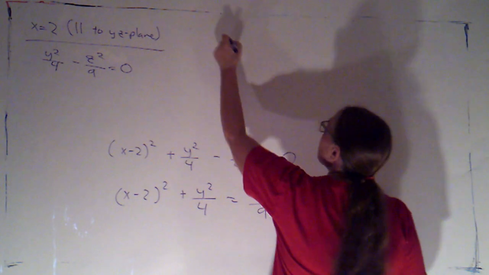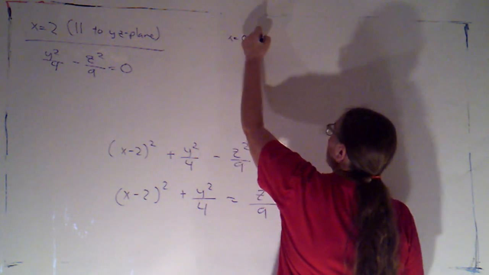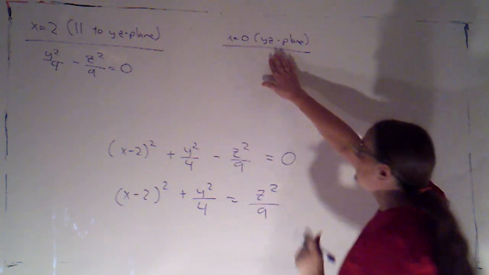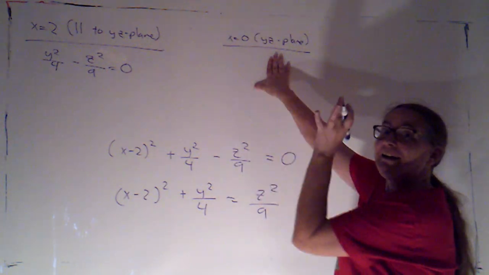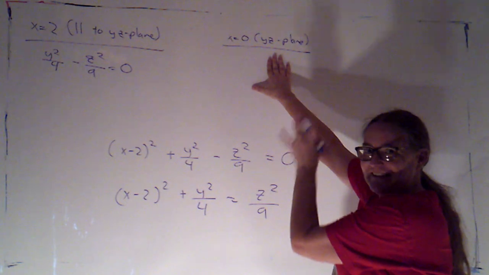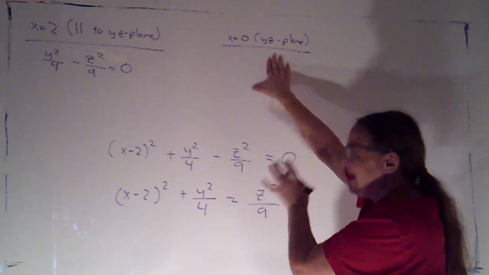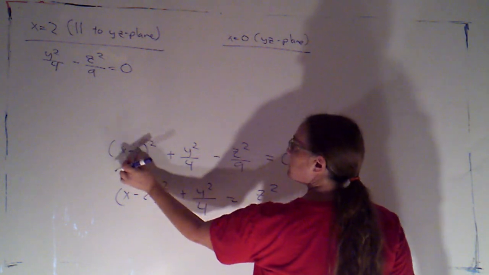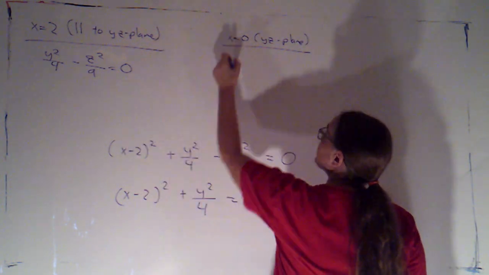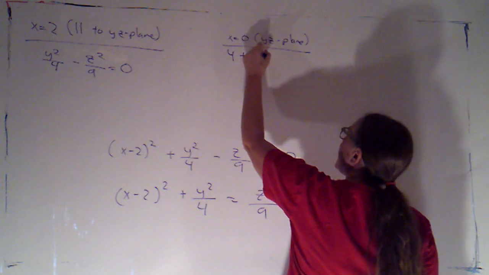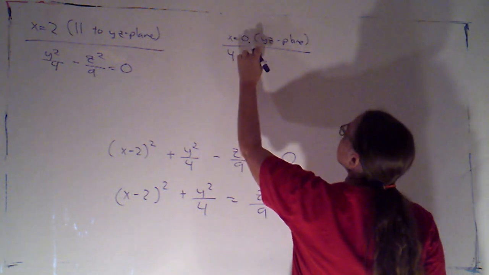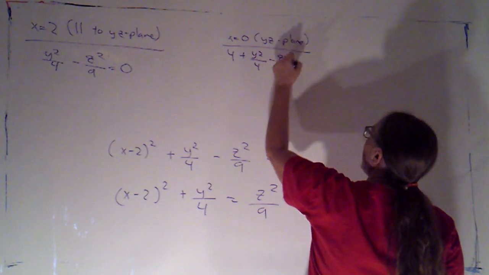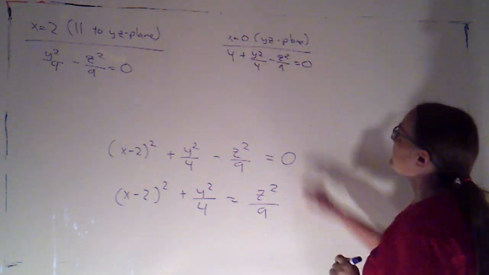Okay. If I were to look at x equals 0, which would be the yz plane. Now I'm only doing this here to show you why it's not helpful. So this is not something you would actually do in graphing this. If I did that, if I plug in 0 for x, this becomes (-2) squared, which is 4, plus y squared over 4 minus z squared over 9 equals 0.